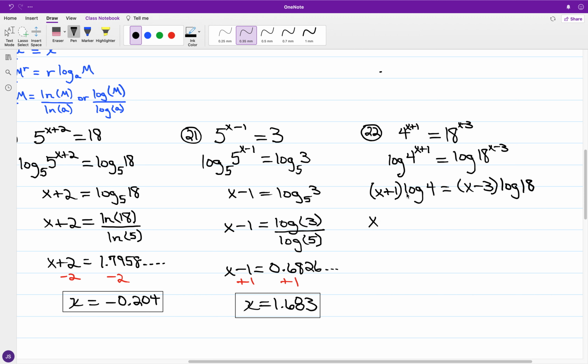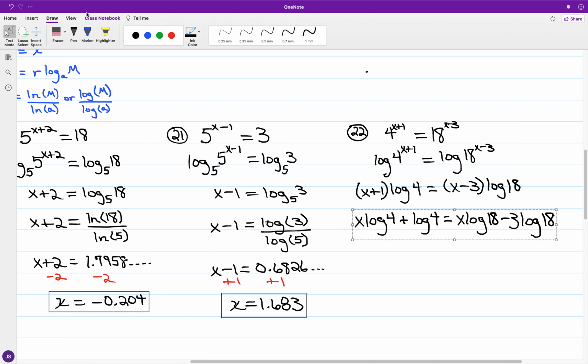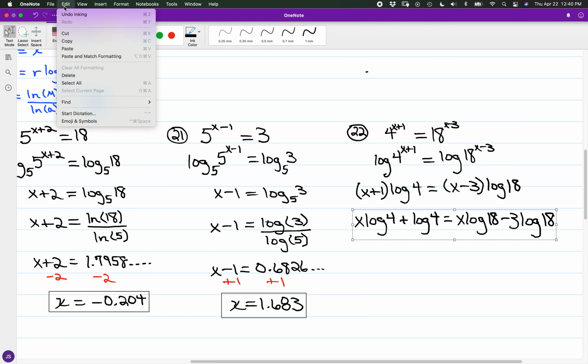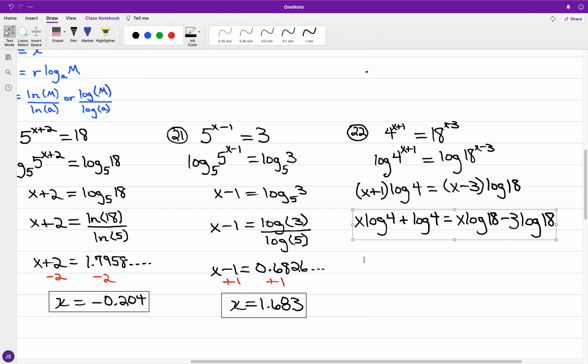So we have both x and 1 multiplying the base 10 logarithm of 4. So you have x times the base 10 logarithm of 4 plus the base 10 logarithm of 4, and we have is equal to x times the base 10 logarithm of 18 minus 3 times the base 10 logarithm of 18. And looking at what we have now, you have two expressions in x and two just as constants in the base 10 logarithms.